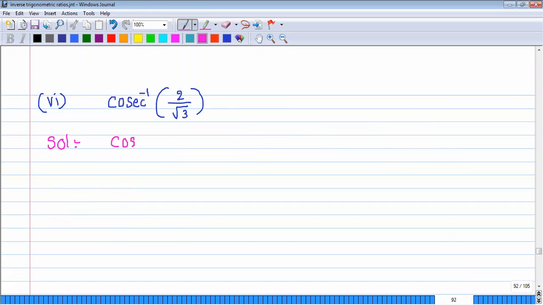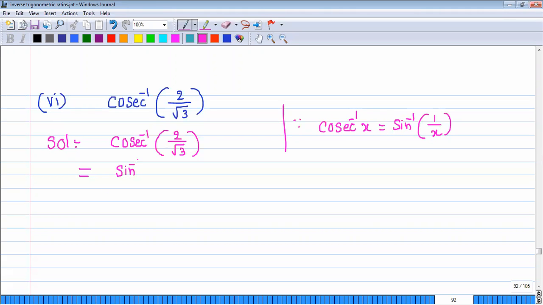See, the cosecant inverse of 2 by root 3. Cosecant inverse of x, we can write as sine inverse of 1 upon x. So this we can write as sine inverse of root 3 by 2. Next, this can be written as sine inverse of sine 60 degrees.